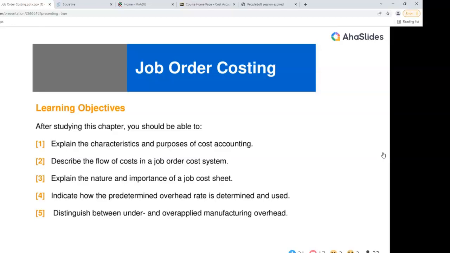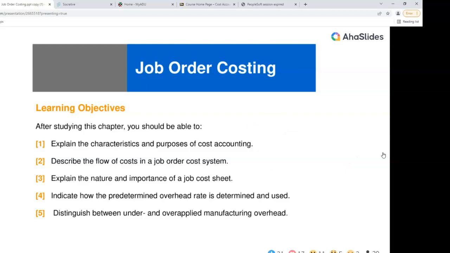Job order costing system is what we're going to talk about. And we're going to look, first of all, generally, what's the purpose of cost accounting? What's it all about? Then, what is a job order cost system? And how do those costs attach themselves to the product, if you will? The flow of costs on that shop floor. How are they accumulated and assigned to each product?